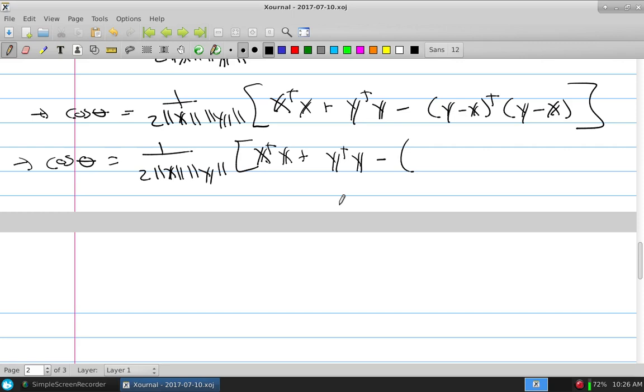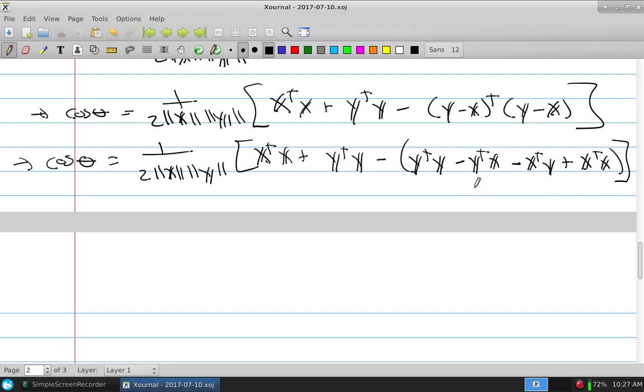Why? Because what is y minus x? It's positional y minus positional x. Transpose that: positional y transpose minus positional x transpose. So the transpose just simply goes through addition and subtraction. Then y transpose multiplies both of those, and we would get y transpose y, and then a minus y transpose x. We would get a minus x transpose y plus x transpose x.